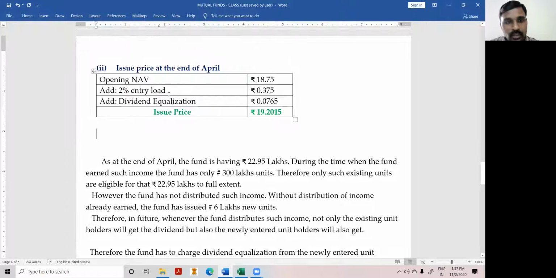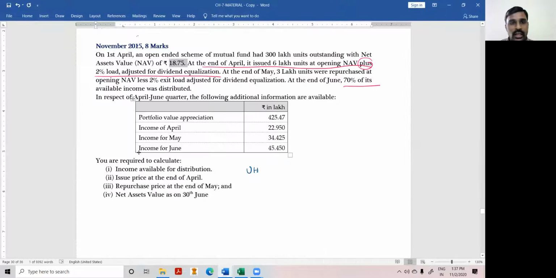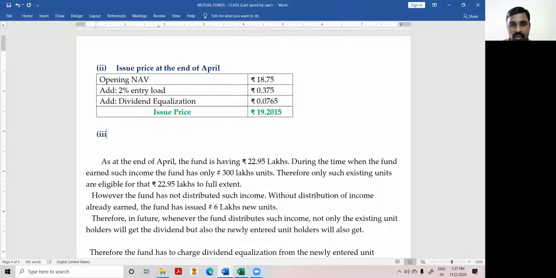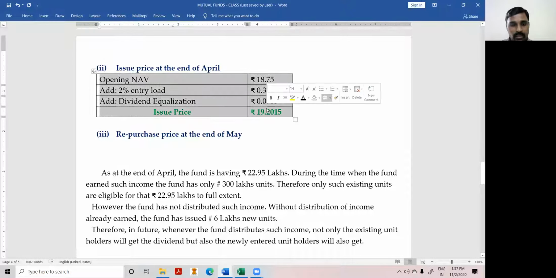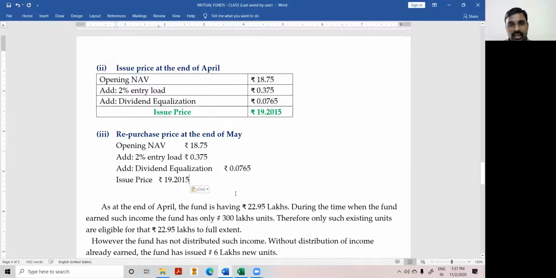Next, what is the third question? Repurchase price at the end of May. What is the repurchase price at the end of May? Same, we have to take the same table, but the only thing is that dividend equalization is to be deducted.